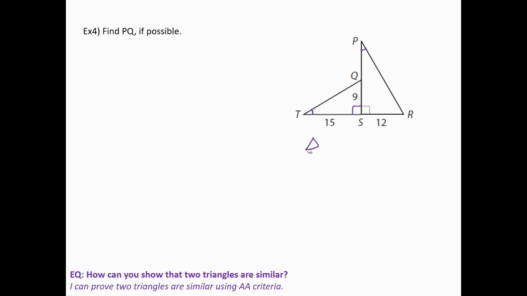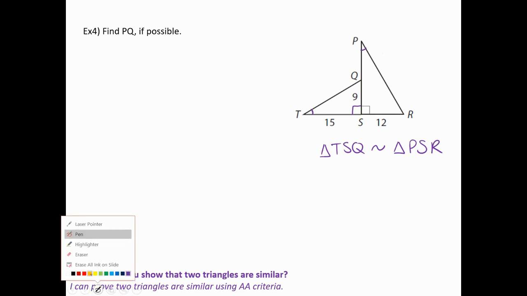So let me see if I can write that a little bit nicer. Let's start with triangle TSQ would be not congruent. Sorry, similar to triangle. Let's see, I did the one arc, so that would be P. The right angle would be S, and then the other angle R. So PSR. All right, so in this one, I'm actually going to start by trying to match up the sides that I can match up.